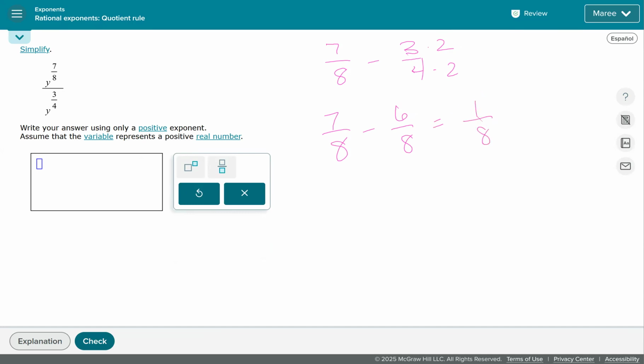So the 7/8 is in the numerator, so our answer will just be y raised to that power. Our answer has to stay in the numerator. So it would be y to the 1/8. Because 7/8 was bigger and this y to 7/8 is in the numerator, our answer will be in the numerator, or in other words, it won't be a fraction anymore.